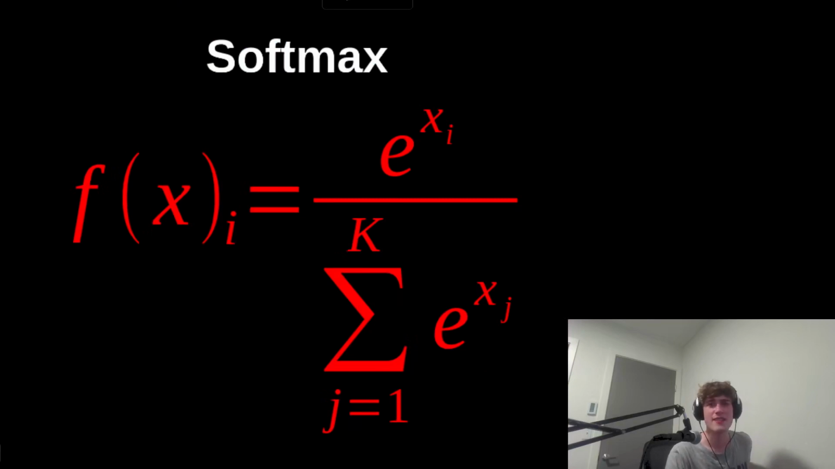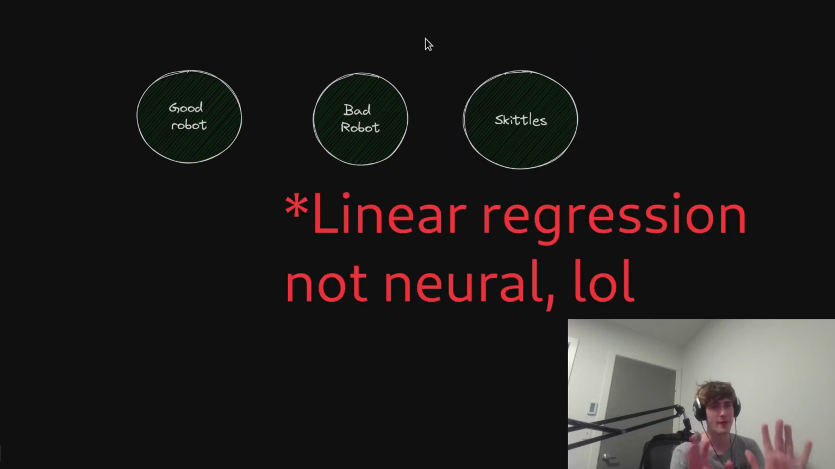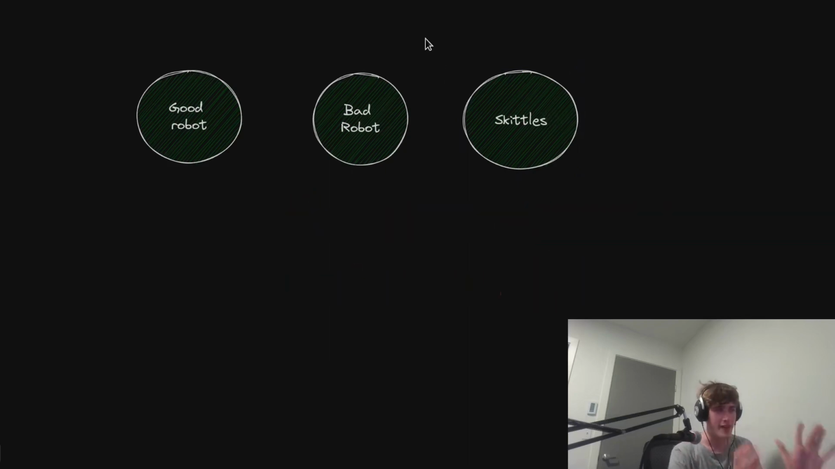A softmax is literally just a mathematical equation to normalize outputs. What does that even mean? Don't worry, we'll get to it. So let's say we have a simple neural net set up like so. Let's say we have 3 classes, and our 3 classes are going to be good robot, bad robot, and Skittles. We have a neural net, and we want to decide: is the robot I feed into this good, is it bad, or am I just showing it a pack of Skittles?